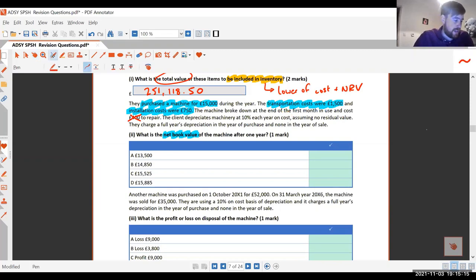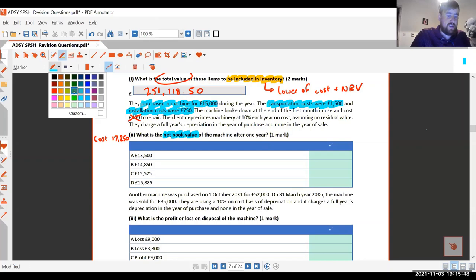So our starting point here, we now have our cost. I'm going to try and squeeze this in over here. Our cost should come in at 17,250. Okay, so that's our starting point at the beginning of the year. We need the value in the account after 1 year. We've not added anything else onto this during the year or anything like that. The only thing we've got left to consider is that depreciation charge.